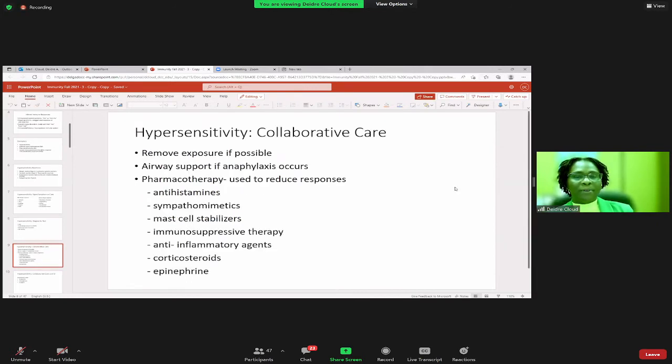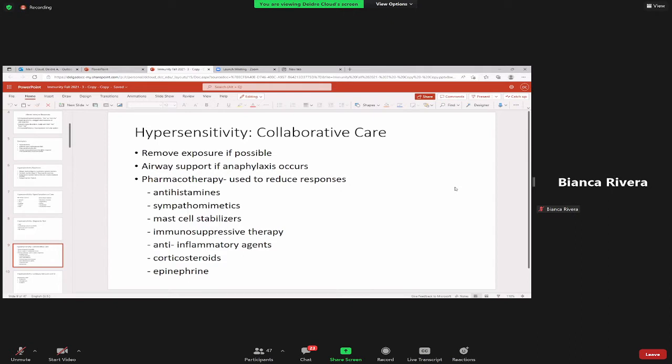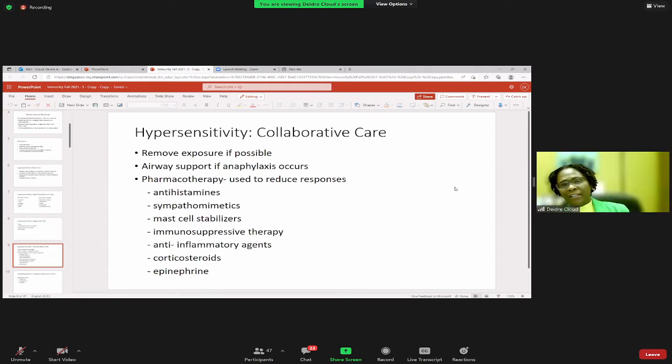All right, so collaborative care. The main thing you can do is remove the exposure if possible, or don't even introduce the exposure. If someone says they're allergic to latex gloves, don't go in a room with latex gloves. What's the alternative to latex gloves? Nitrile gloves, and they probably don't use latex anymore. But latex anything, just don't introduce it to them. If they're allergic to silk tape, use paper tape. So try to keep the allergen away from them if possible.